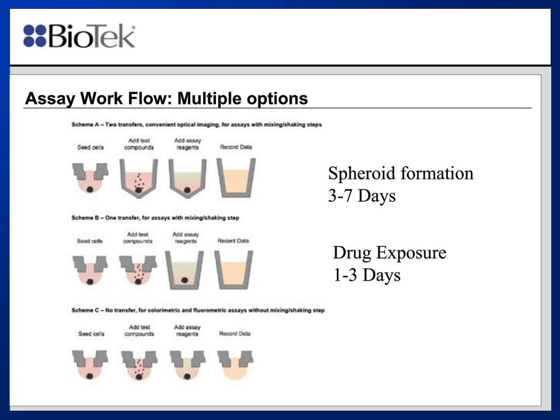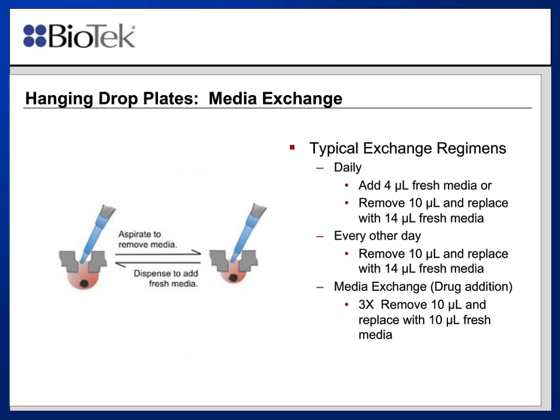Spheroid formation typically takes between 3 and 7 days, again dependent on what type of cells are being used or whether it's a co-culture, and drug exposure typically 1 to 3 days. Media exchanges are also required in some instances, and typical exchange regimens include either daily, every other day, or media exchange when a drug addition or compound is required.